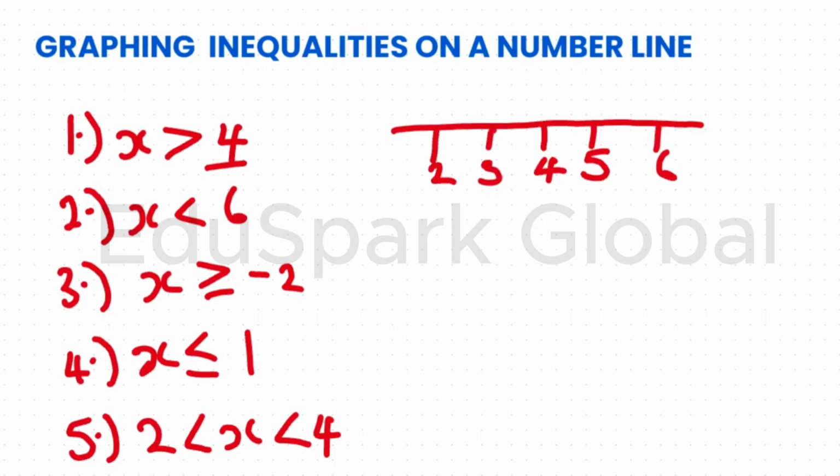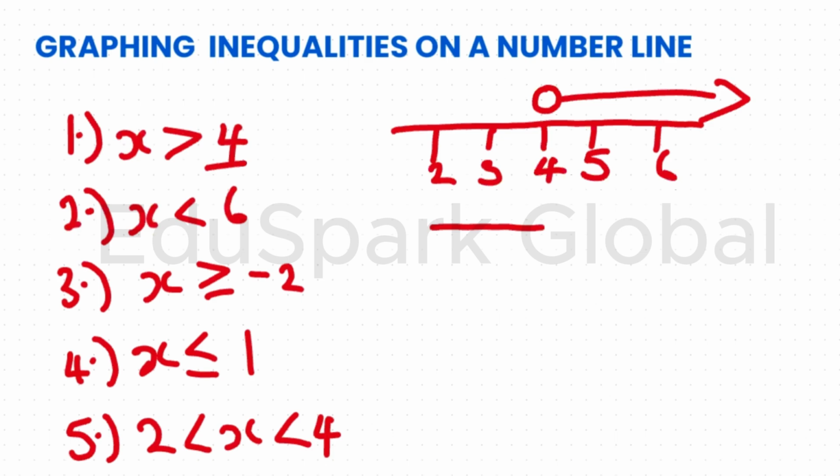Now the question is saying x is greater than 4. So we're going to start from 4. Because it is greater than, we move the arrow to the right hand side. Then for the second question, which is x is less than 6, we're going to draw the number line.